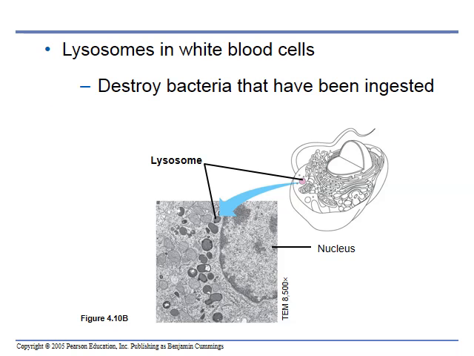Lysosomes in white blood cells will destroy the bacteria that have been ingested. So what a white blood cell does is when it meets up an invading bacteria, it'll literally gobble it up. It'll surround it and ingest it, called phagocytosis. It'll literally take it inside of it. And you don't want that living bacteria in your white blood cell because that would be bad. So the lysosome will come and digest and destroy that bacteria.